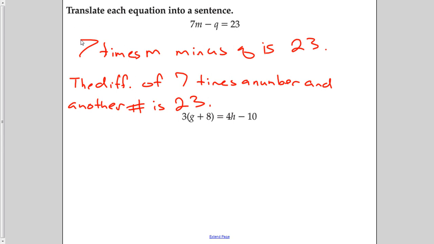I also could say 7 times m minus q is 23. Both are valid. One's a little bit more convoluted than the other one, but both you should recognize are a way to actually say this.